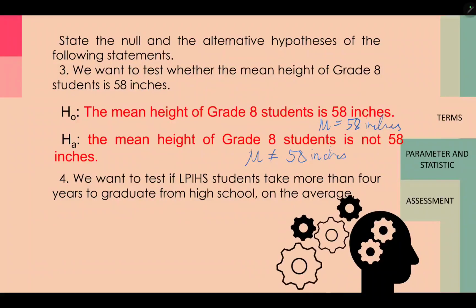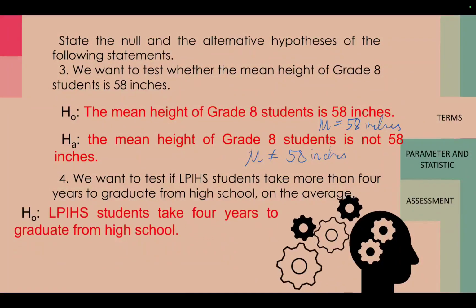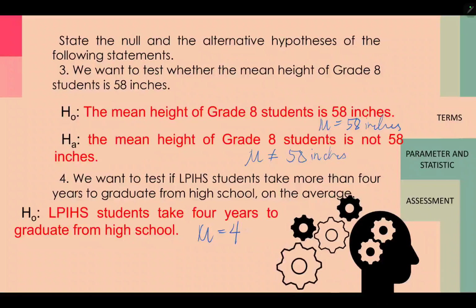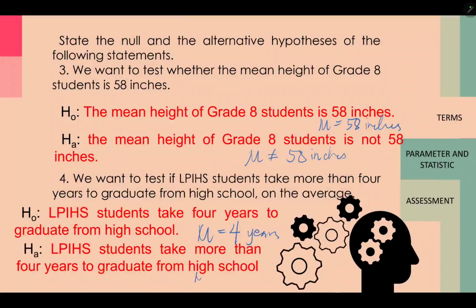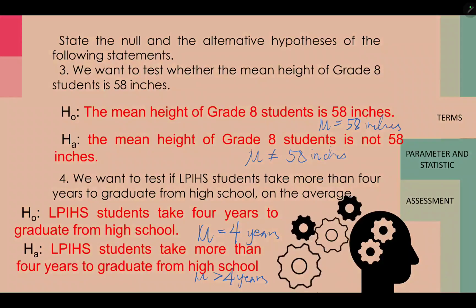Fourth, we want to test if LPIHS students take more than 4 years to graduate from high school on average. You don't say take more than first; you state that the LPIHS students take 4 years to graduate from high school, so the average time is 4 years. Now on your alternative hypothesis, you state that students take more than 4 years on average. That's what we do with the null and alternative hypotheses.